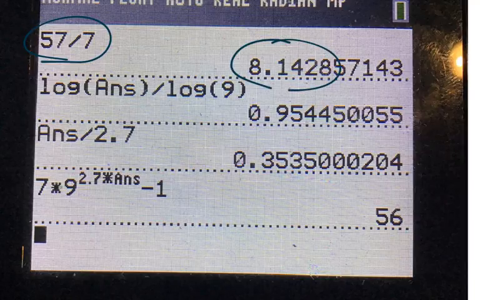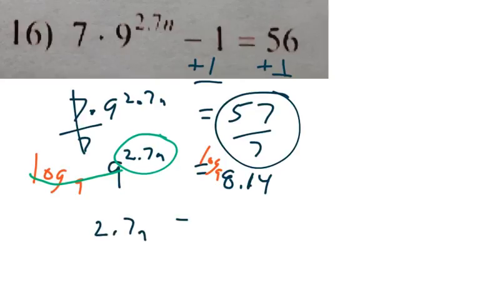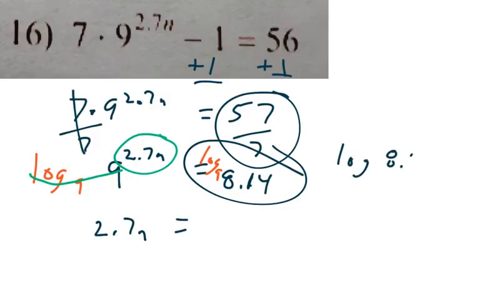I'm just going to write down 8.14, guys. That's okay. I left the full answer in my calculator, however, as you'll notice. Now, how do I get rid of a 9 power, guys? I'm going to do a log base 9 on it. Log base 9 gets rid of a 9 base for the power, and I'm just left with 2.7n equal to whatever that is. Again, guys, I'm going to do the log of 8.14, whatever it is on my calculator, divided by the log of 9.